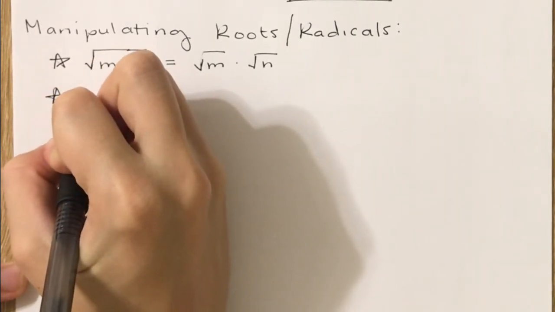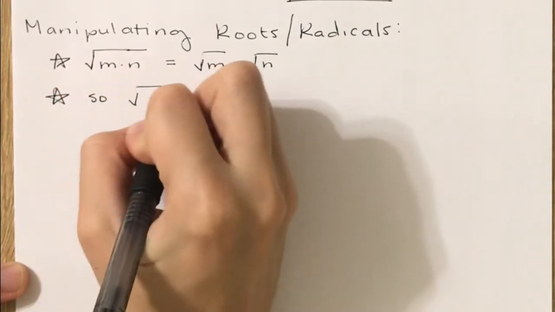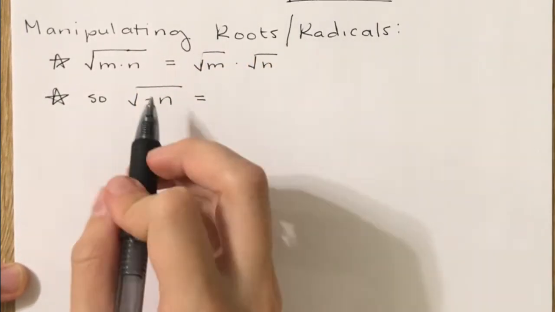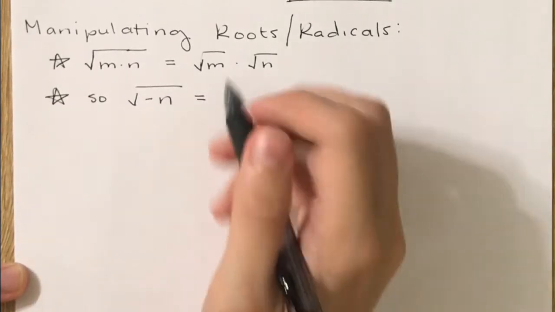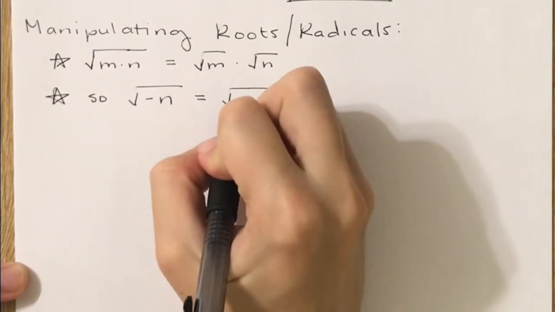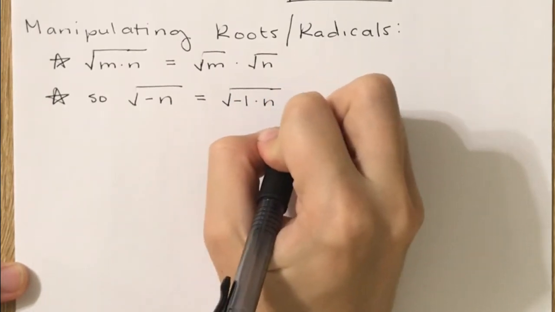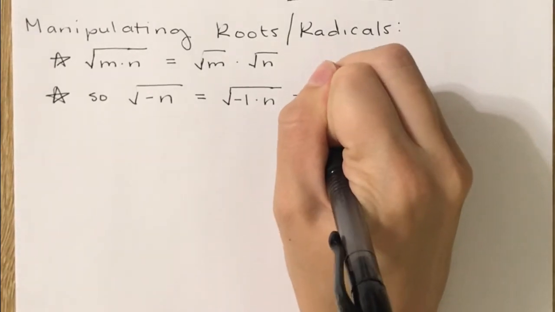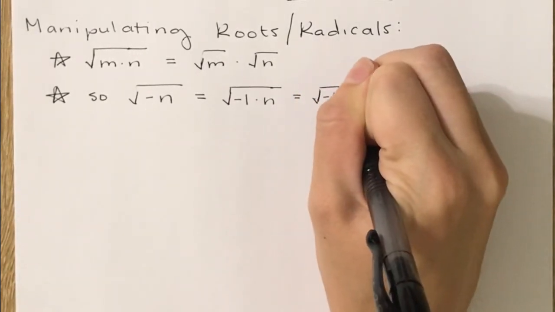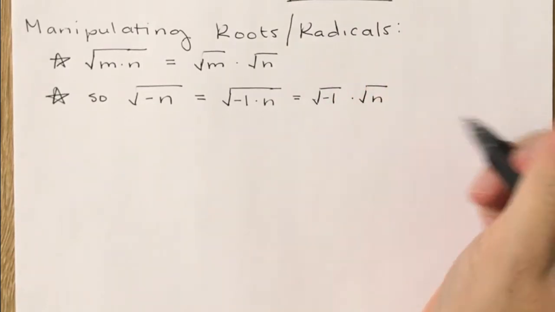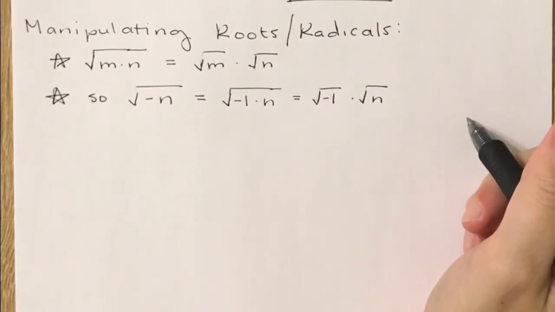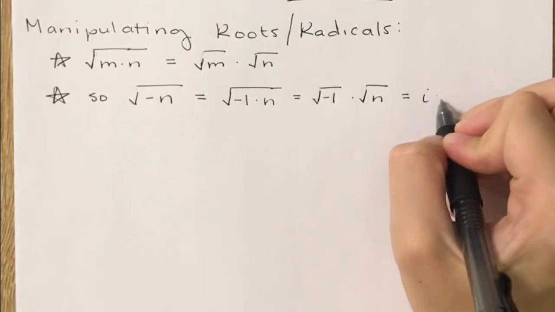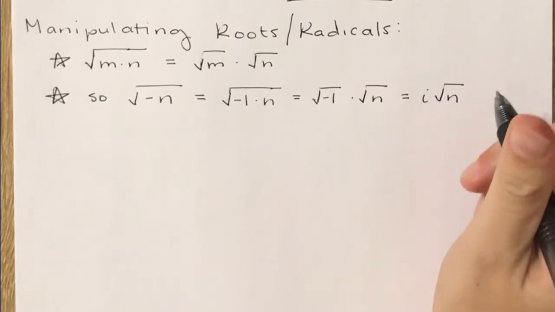We have a second fact. So if I have the square root of negative n, some number that's negative, then I can use this fact to split these up, right? I can write this as negative 1 times n, right? Any negative number can be written as negative 1 times whatever the number is. Then I can split this up into the square root of negative 1 times the square root of n. And what is the square root of negative 1 equal to? Our nice definition of i. So we have i times the square root of n.